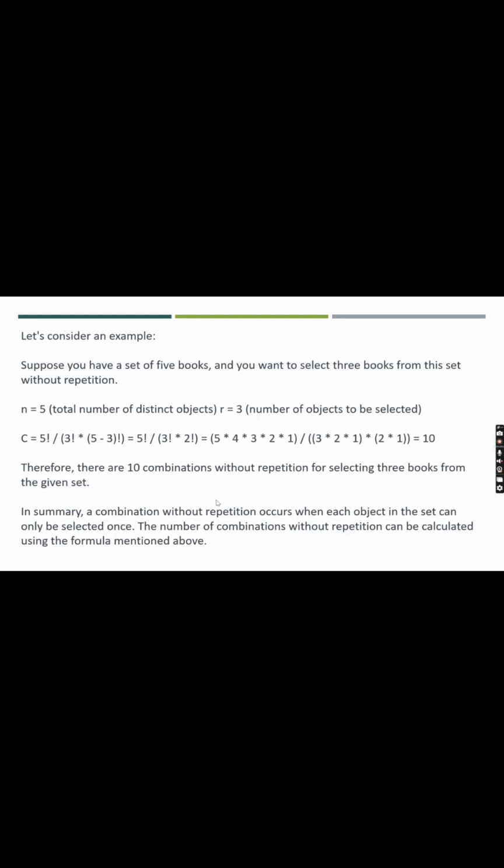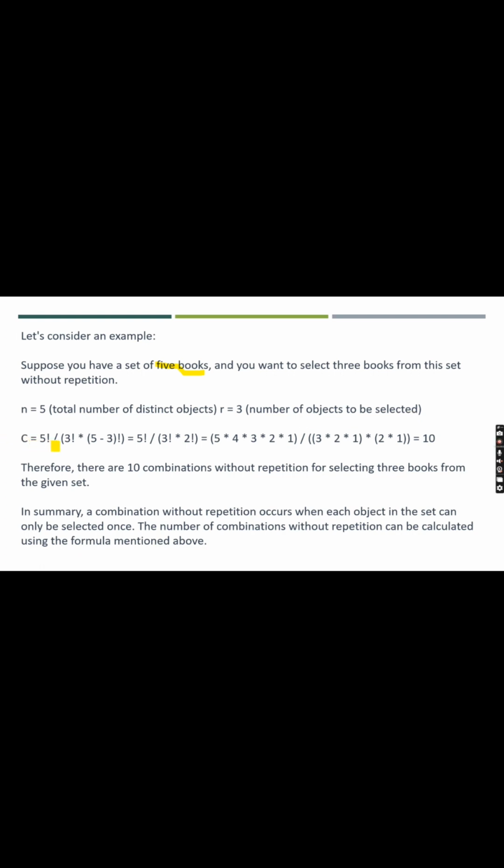Let's proceed to the example. Let's consider an example. Suppose you have a set of 5 books, and you want to select 3 books from this set without repetition. N equals 5, total number of distinct objects. Ito yung 5 books, guys. R equals 3, number of objects to be selected.